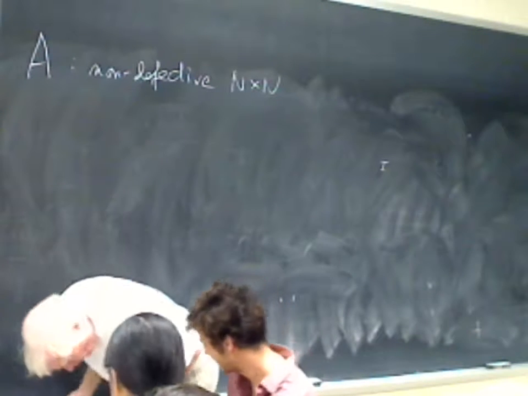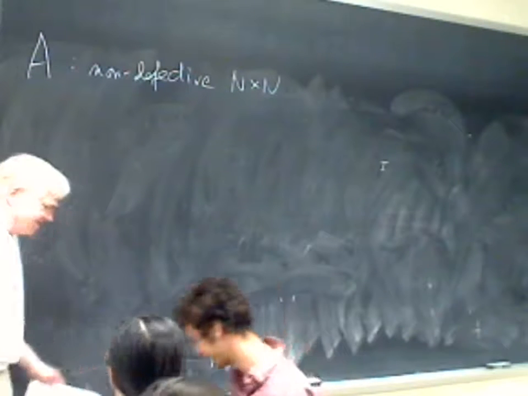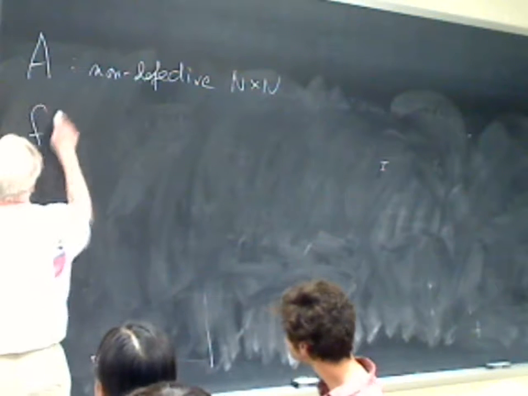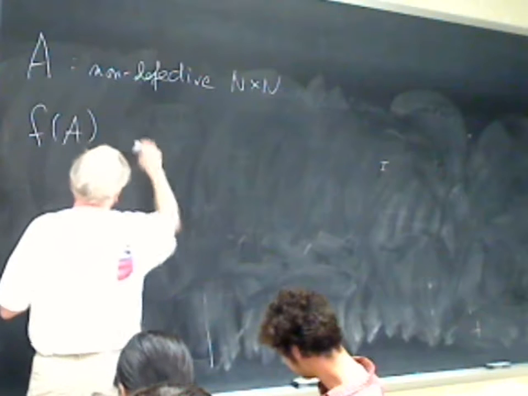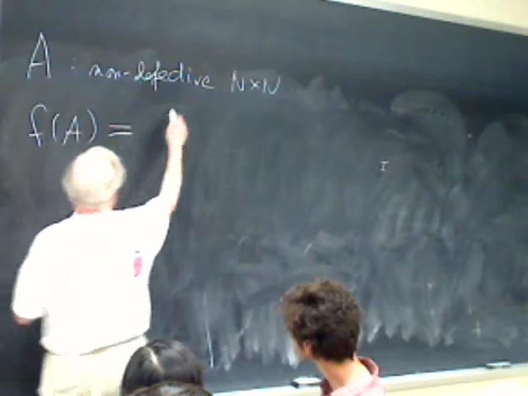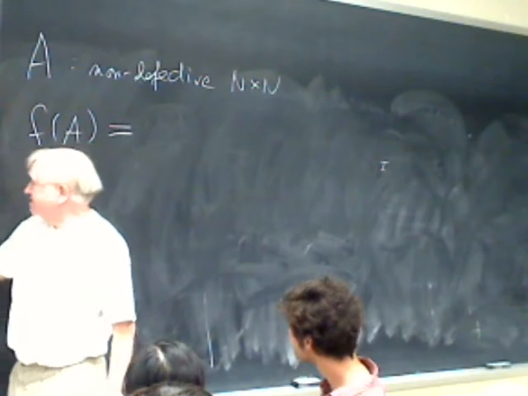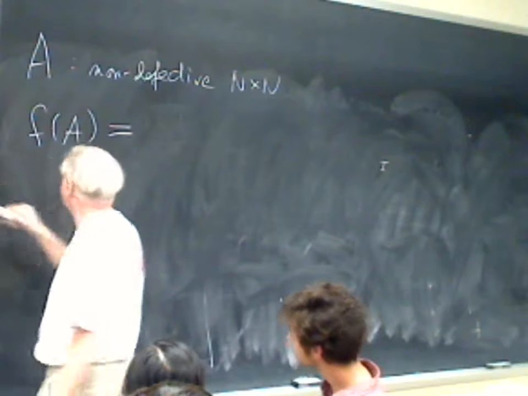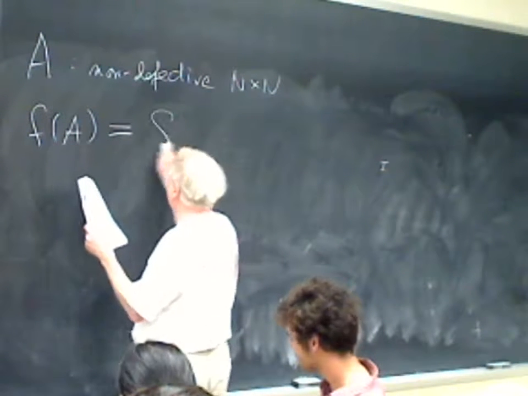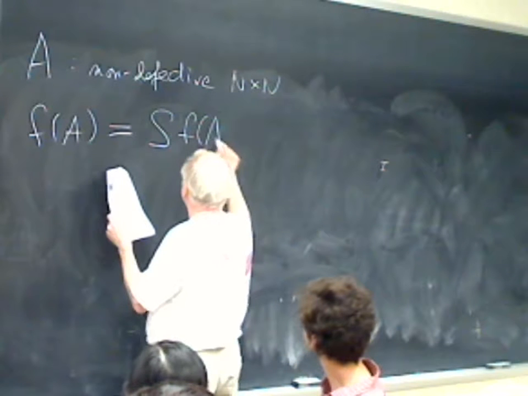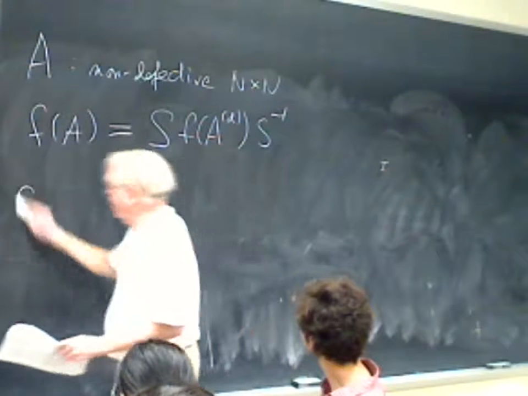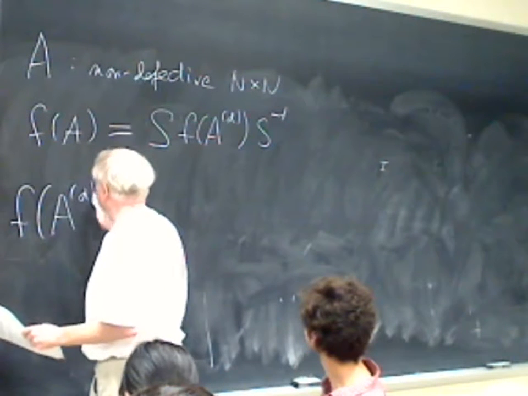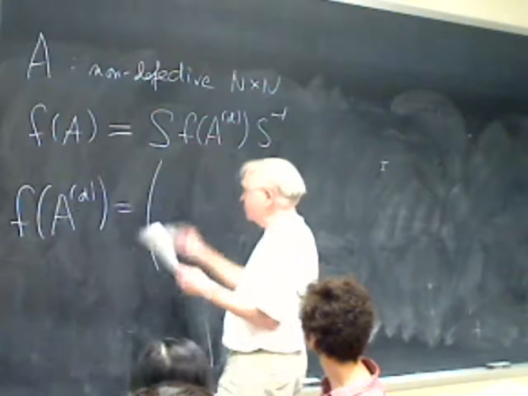Anyway, that's a slide. So suppose A is a non-defective invertible matrix. Whoa! Yeah. Can you move back? Thank you. What sense do we make of a function of that matrix? What I want to show you is that since we can always write A as S A diagonal S inverse, we can rewrite this as S F of A diagonal S inverse, where F of A diagonal is a diagonal matrix.